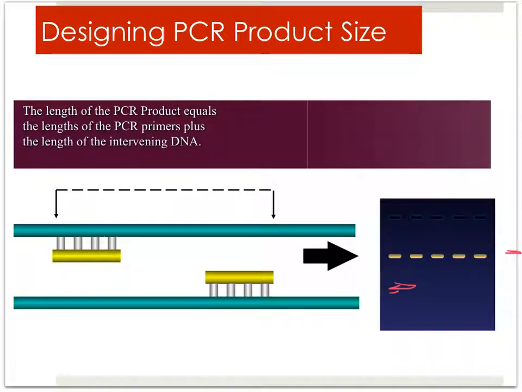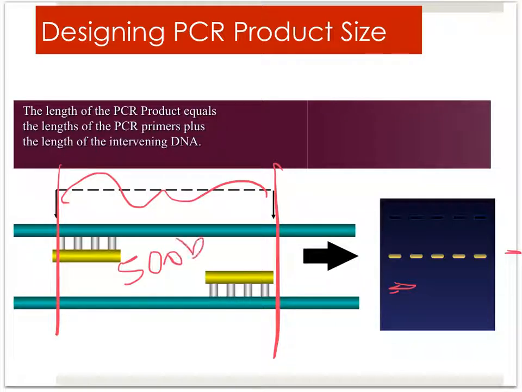How do you determine that? You look at your forward primer and reverse primer on your gene. Where do they anneal? Besides the flanking region, that's the middle part. Let's say it is 500 base pairs, that is your expected size. That's an important thing to know in PCR, so that you are sure that what you are detecting is the gene that you are expecting.